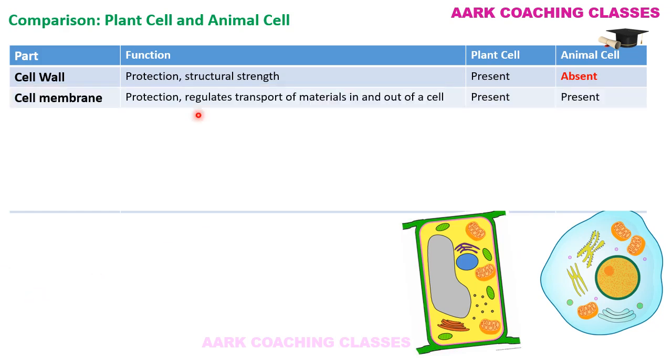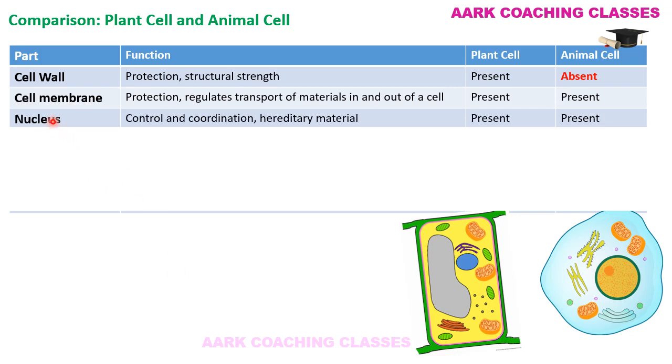Cell membrane. What is the function of the cell membrane? It protects the contents of cells. It regulates the transport of materials in and out of the cell. So this cell membrane is present in both plant cells and animal cells.